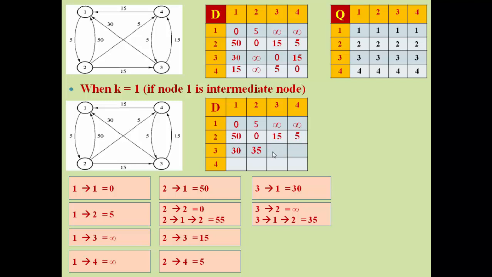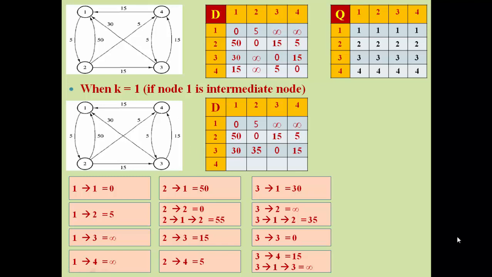Then 3 to 3, definitely it is 0. Then 3 to 4: when we reach from 3 to 4, there is a direct distance, that is 15, and we also have to consider intermediate node 1. So 3 to 1 is equal to 30, and 1 to 4 there is no direct path, so we keep the direct length, that is 3 to 4 is equal to 15 as the answer.